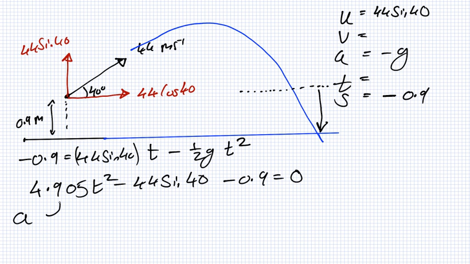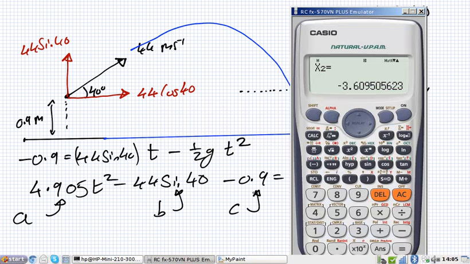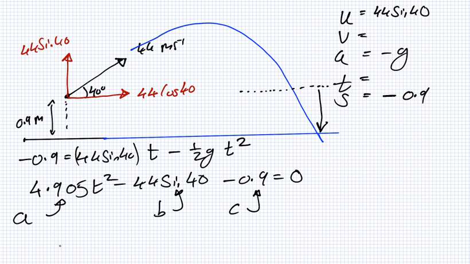This is a quadratic where that is a, that is b, and that is c. So just using the quadratic formula, with 4.905, minus 44 sine 40, and then minus 0.9, we should get two answers, a negative and a positive. So 5.8, or I'm sure the second answer here will be negative. Yeah, negative. So taking the 5.8, we can get the range now. So it travels for 5.8 seconds horizontally.